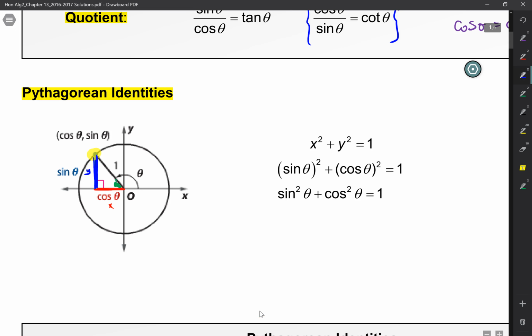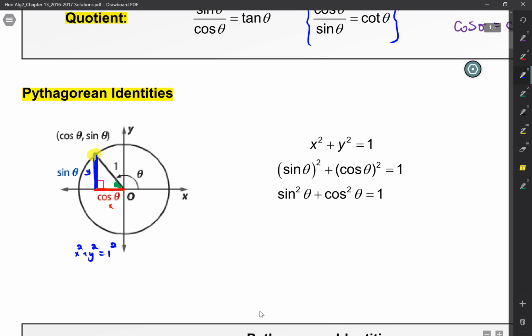if this is x and this is y, then that would be x squared plus y squared is equal to 1 squared, right? Does everybody agree with that? Is that right? So that's what I have written here. x squared plus y squared is equal to 1. Okay?